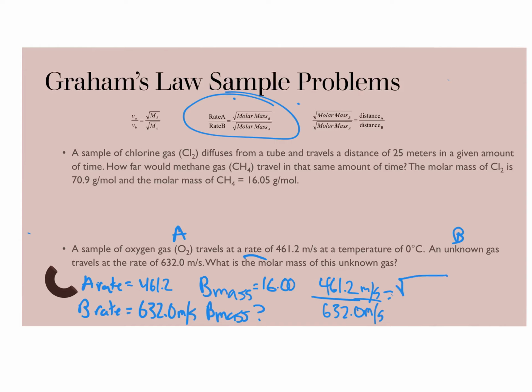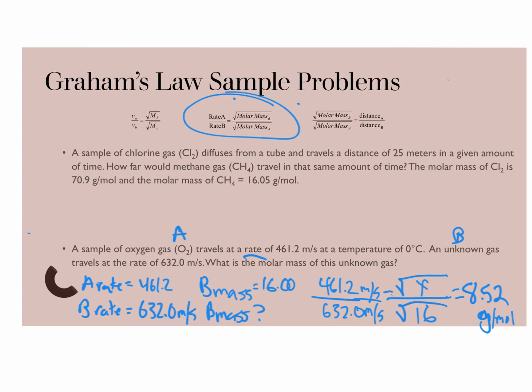So molar mass of B we don't know, so we're going to put X as our variable, divided by the square root of what we do know, and we know that's 16. So then you can go ahead and solve that one for X, which is our unknown mass. When you do that, you should get something around 8.52. And what are the units? Well, molar mass is unit of grams per mole.